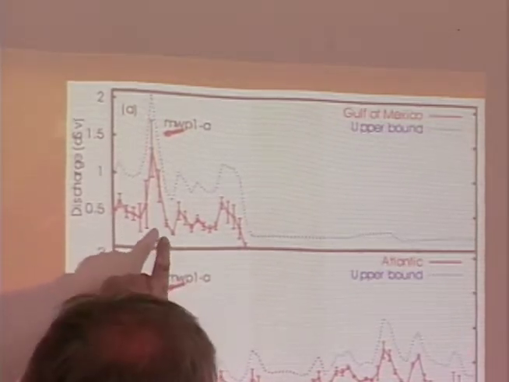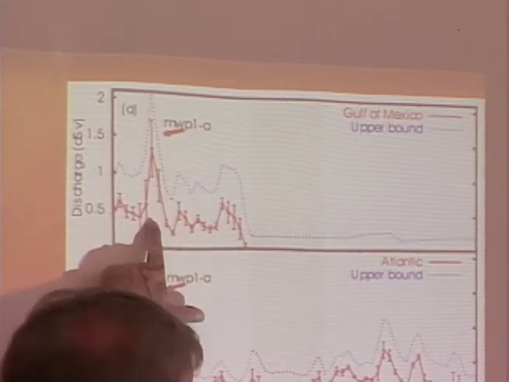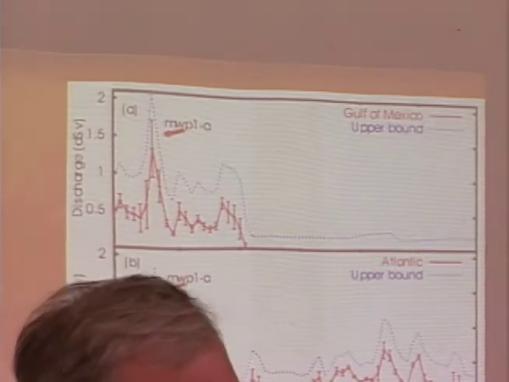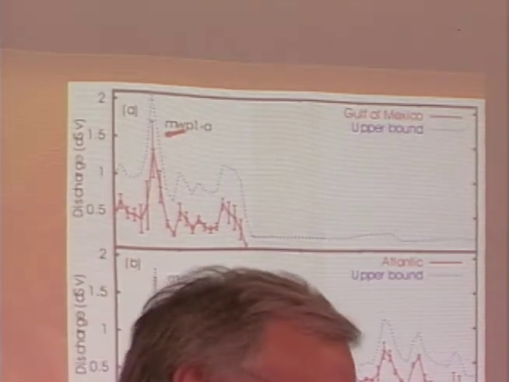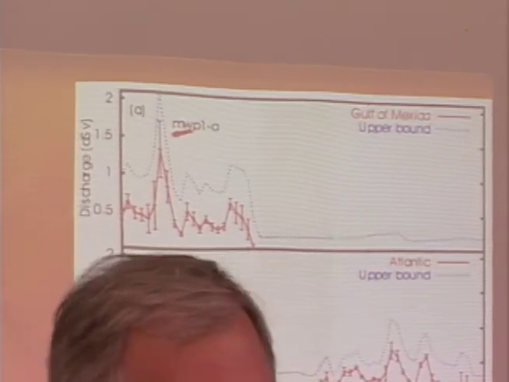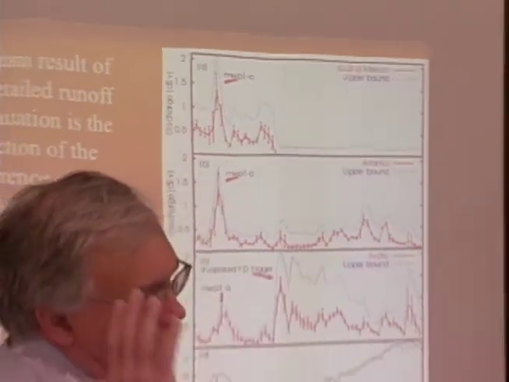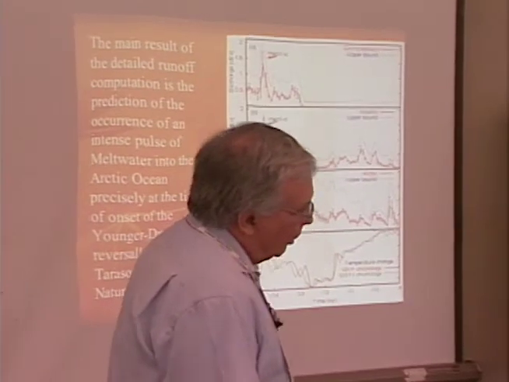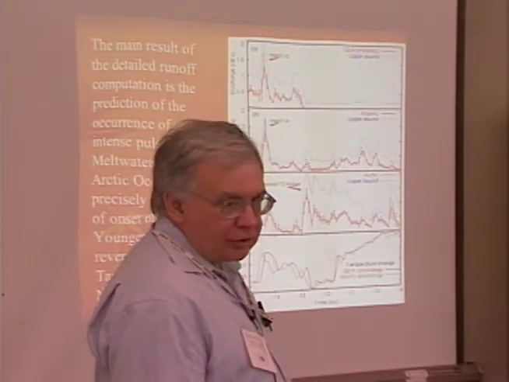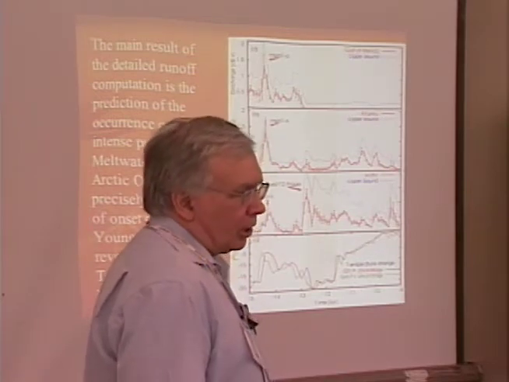You can see also that on this route, there's also a large pulse associated with meltwater pulse 1A. Okay. And you can immediately ask the question, okay, if this huge pulse of meltwater actually hit the Gulf of Mexico at meltwater pulse 1A time, what about the Manabe and Stouffer and other calculations which suggested that it should have shut down the MOC?